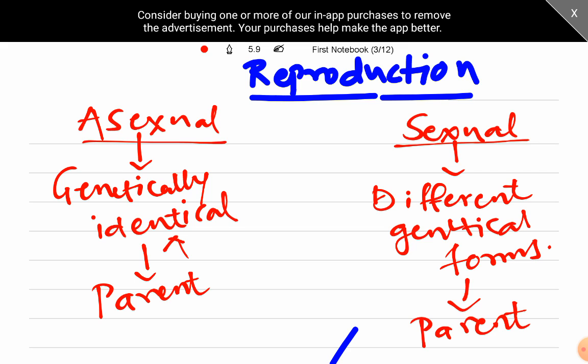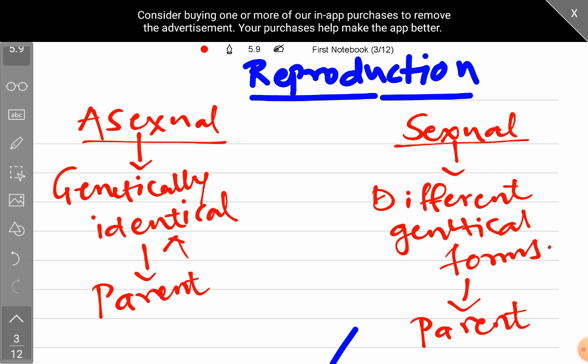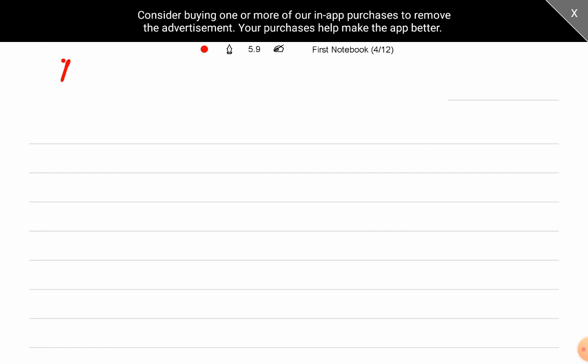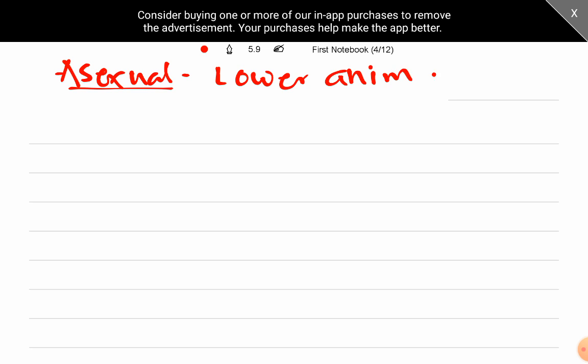Okay, let us go on to the next page. Now in case of asexual reproduction, we come back to asexual reproduction again, because we will discuss asexual reproduction first. Now it is observed in the lower animals, and these animals follow some types of asexual reproduction, and these are 1, 2, 3, 4.